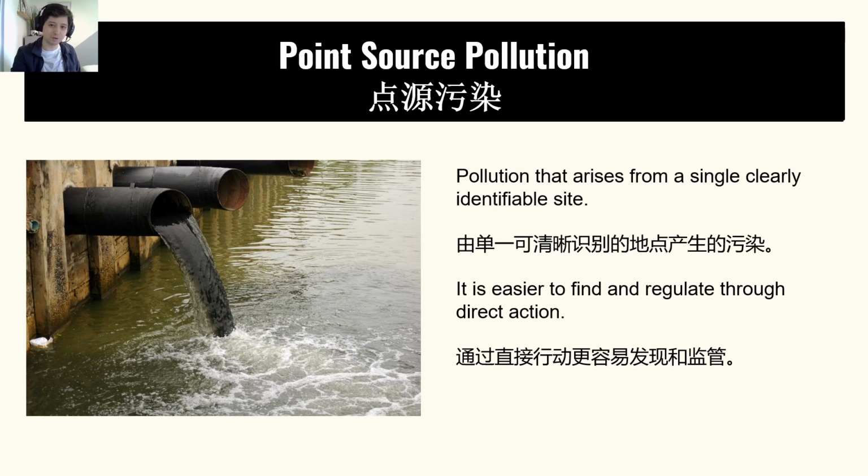So point source pollution is pollution that arises from a single clearly identifiable site. Okay, so we see this picture. It's very easy to see where the pollution is coming from in this picture. It's coming from this pipe, which probably is coming from either a sewer or from a factory, right? It's discharging waste into the water. So if we want to fix the problem, we can identify very easily where the problem is. So point source pollution is easier to manage and easier to regulate through direct action.